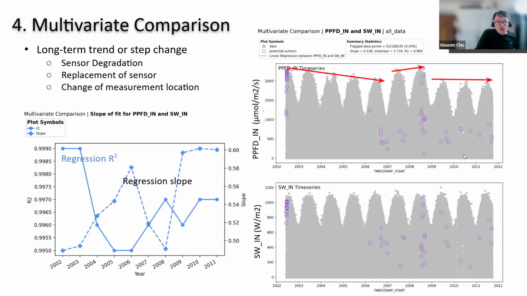Another thing looking at the multivariate check will be looking at the long-term trend, right? So this is a 10 years time series for PVFD and show incoming. And this is a regression slope and how they change over the year. And in this case, the change could be almost 20% if you think about the regression slope over the year, right?